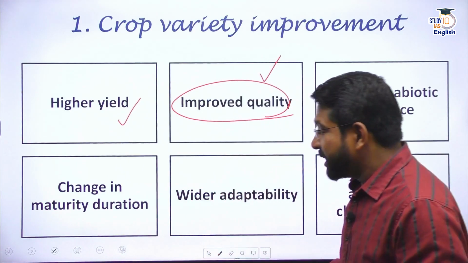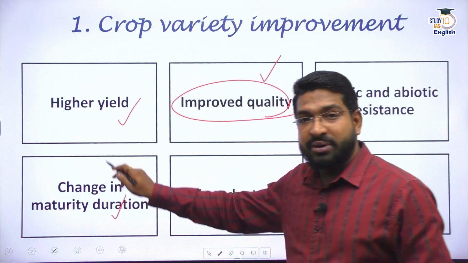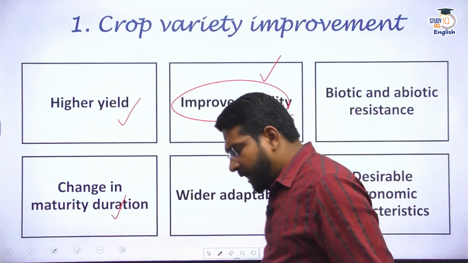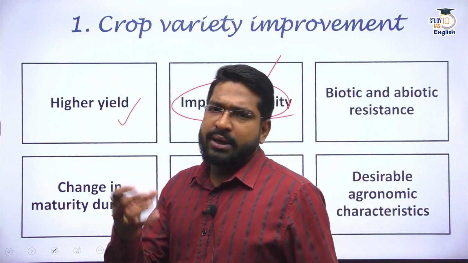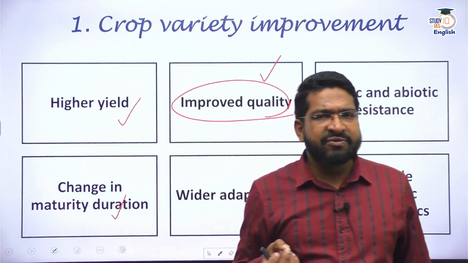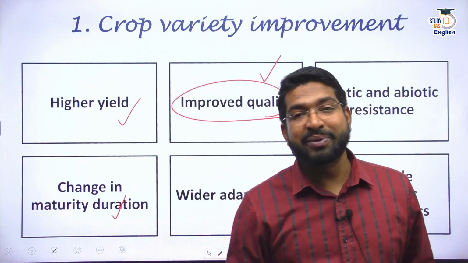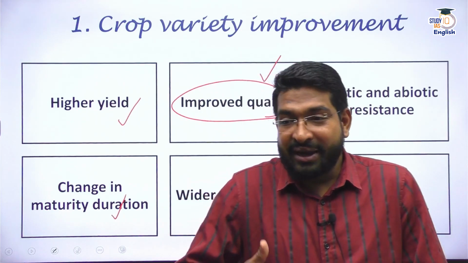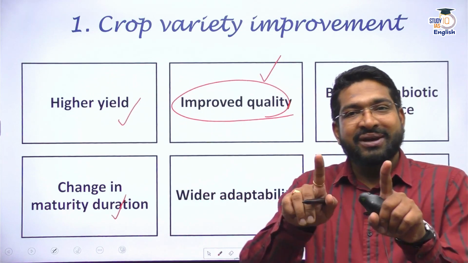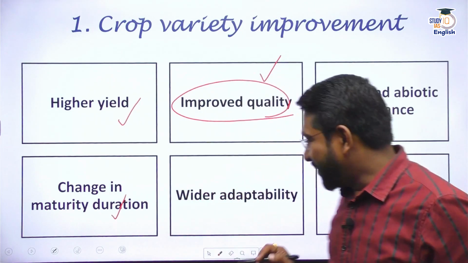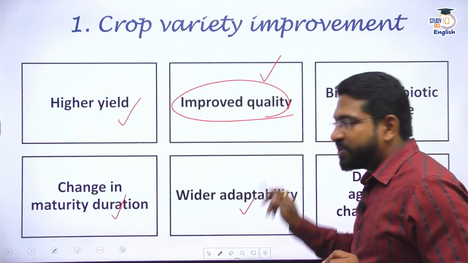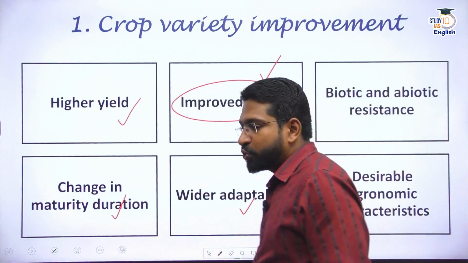We have also brought changes in the maturity duration. Classic example being the Pusa Arhar, the Pusa Dal or the Pusa Arhar that we have developed. Earlier it used to take 6 months. Now we have reduced the maturity period. So what can we do? We can go for multiple croppings in 1 year itself. Apart from that, we have developed wider adaptability in different food crops.